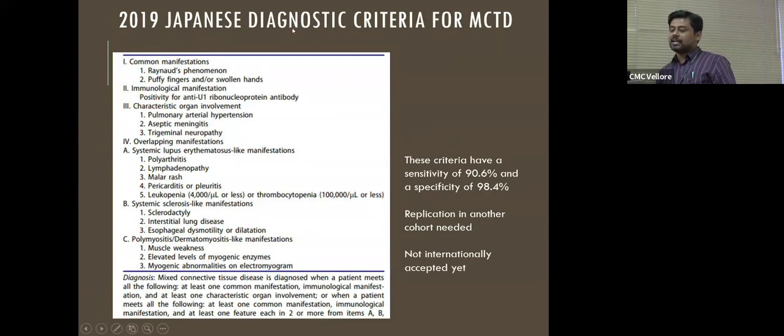And secondly, the Japanese criteria is not yet accepted by the scientific community internationally. But this is the criteria which, according to them, has the highest sensitivity, which is 90%, and specificity of 98%. So basically what they have done is almost similar to the Kusukawa criteria, but they have added one characteristic organ involvement. If you see, Raynaud's, puffy fingers or swollen hands is the same, antibody is the same. This third part is the new addition, where you have characteristic organ involvement which is very specific for MCTD, like pulmonary hypertension, aseptic meningitis, and trigeminal neuropathy. Rest all is the same.